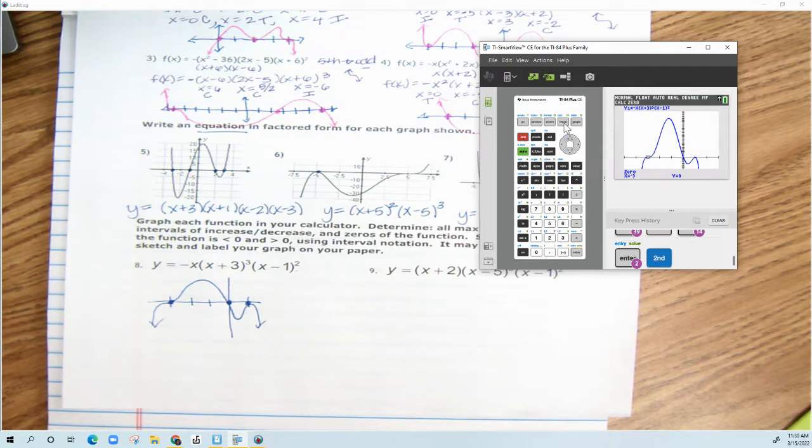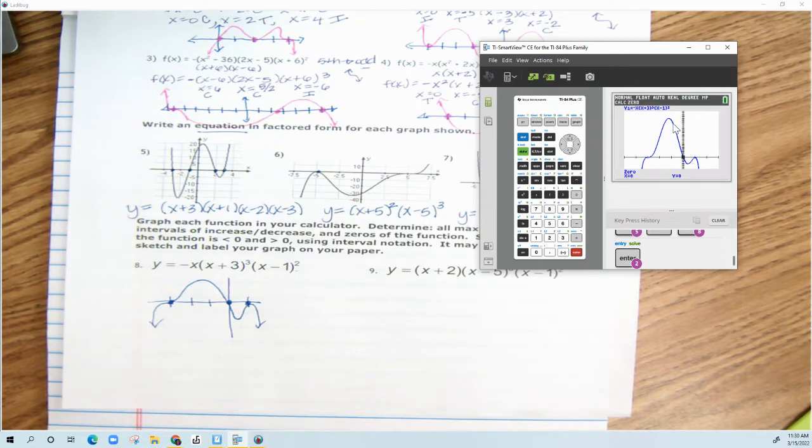Let's see what it does for the origin though, because sometimes it won't give you 0. Let's see, maybe it will. Somewhere to the left of the origin, somewhere to the right of it, hit enter. Nope, it gave us 0. Sometimes it gives you a decimal with E and it means 0. So, all right, I have my x-intercepts.